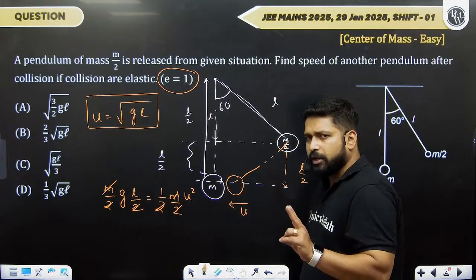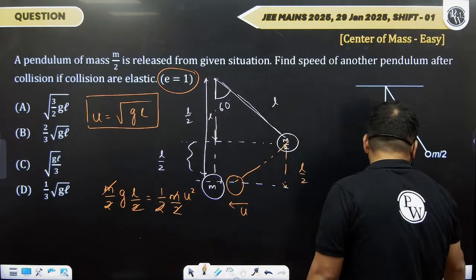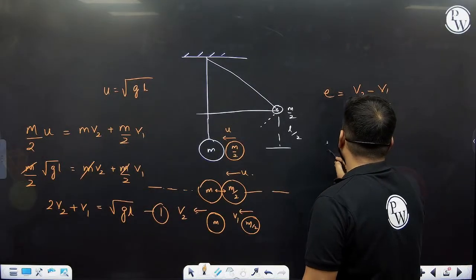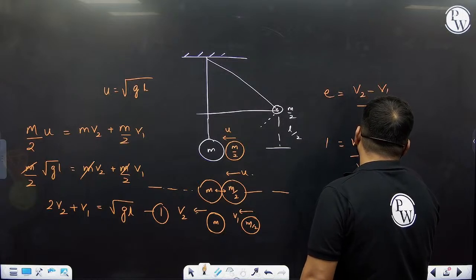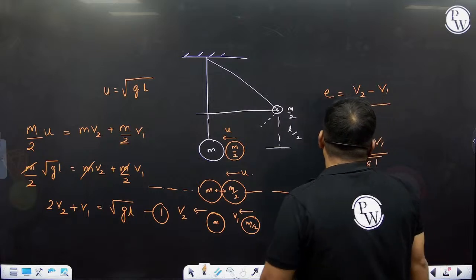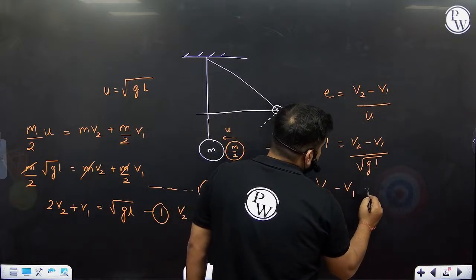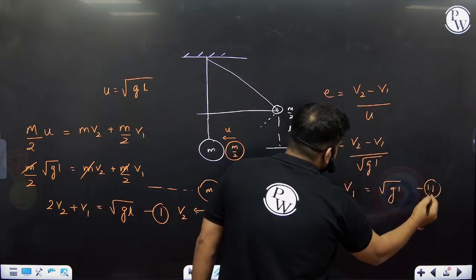So two equations will be required again and again. One is conservation of momentum. Another is the coefficient of restitution equation. So this is e equal to 1. If I write 1 is equal to (v2 minus v1) upon root gl, what you're going to get is another equation, which is v2 minus v1 is equal to root gl. Now this is my equation number 2.